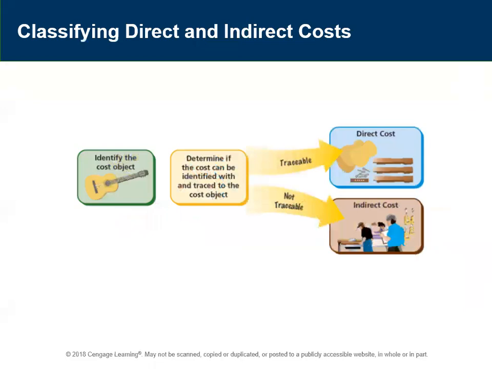So again, you just look at the cost and it's like, can I directly figure out how much of that is traced to one production item? Then it's direct. Again, direct materials, direct labor. If I can't trace it, then it's an indirect cost.